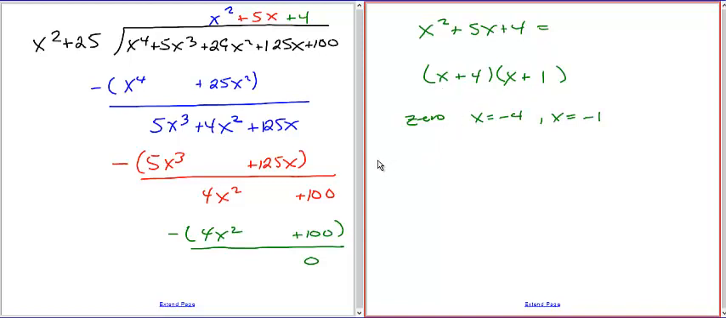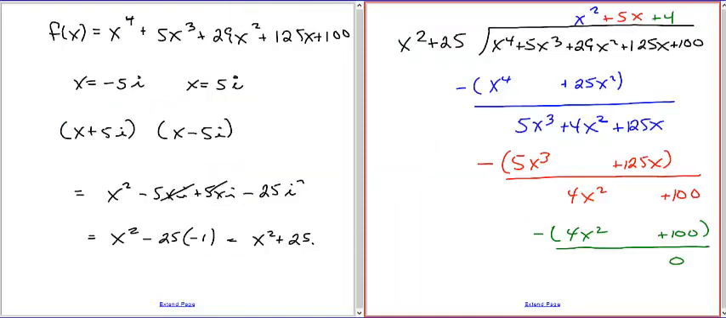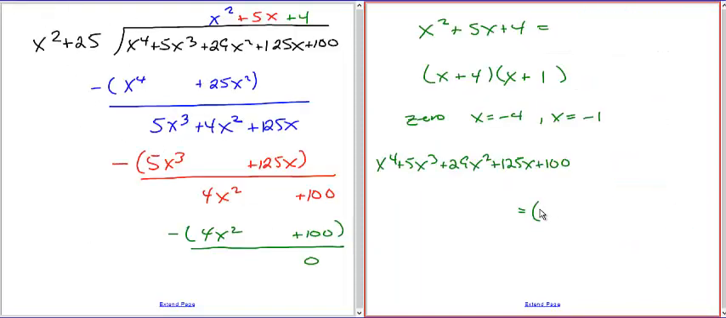So what we can do now is put all of it together. x to the fourth plus 5x cubed plus 29x squared plus 125x plus 100, this is the original equation, is equal to, okay, so what were our complex roots? x plus or minus 5i. So x plus 5i, x minus 5i, and then these two, x plus 4 and x plus 1. And that's your final answer. If we multiplied this out, we'd get back to the original equation.